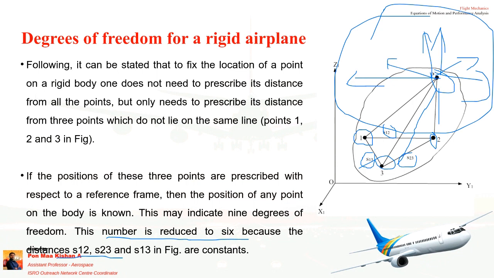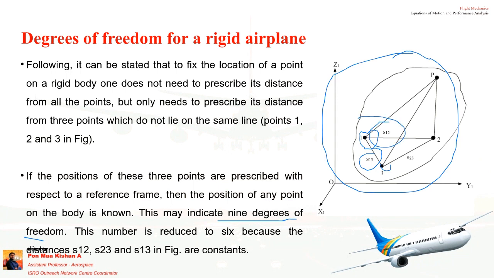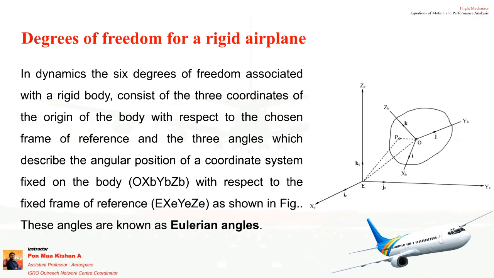That's why, if you consider the points without fixing them, then it has 9 degrees of freedom. If you fix those points with particular distances S13, S12 and S23, the distance won't change. That's why we call it a rigid body. If you fix that distance, then we have 6 degrees of freedom. The same is applicable to the aircraft. With respect to one point being fixed, we will have 3 linear accelerations and the angular accelerations, which correspond to the moments.